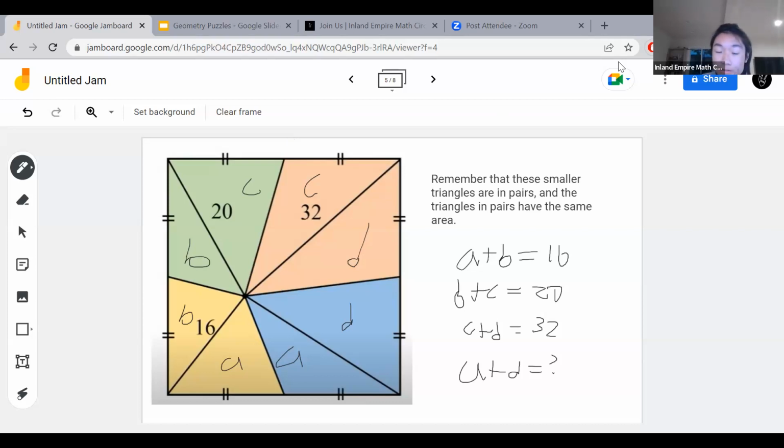Anyone? Any guesses? No guesses. All right, so let's look back at what we know. We know what A plus B is equal to, B plus C, C plus D, and A plus D is equal to. So if we do A plus B plus C plus D, that'll be equal to A plus B plus C plus D, right?